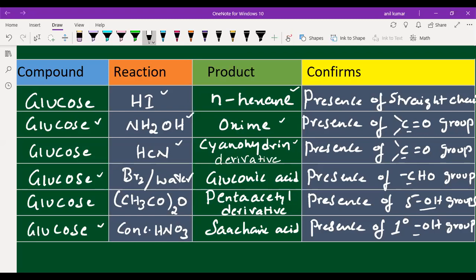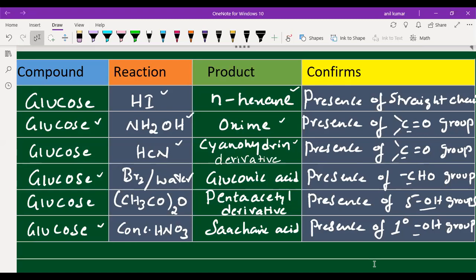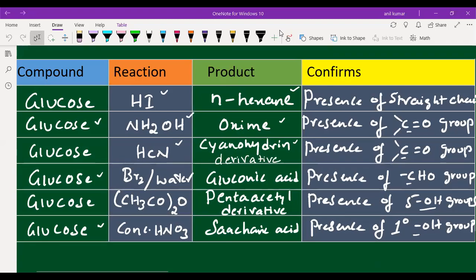Now let us go further. So far we have discussed the structure of glucose. Now it is time we have to assign the configuration of glucose. I hope you are clear up to that. Shall we go to the configuration of glucose? Up to this, any doubts, students? No doubts?